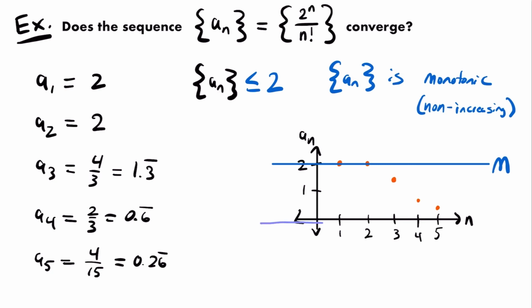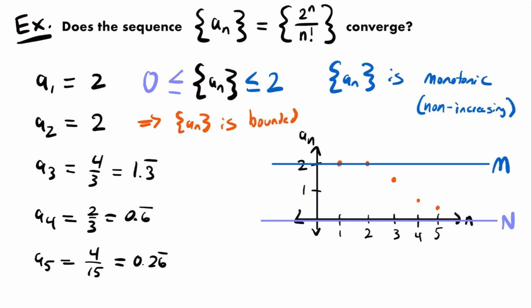And so I'll label that 0 is our lower bound, capital N, and so our sequence is bounded below by 0. And so the terms of our sequence are going to lie between 0 and 2. They will never be greater than 2, and they will never be less than 0. All right, and so we have concluded that a sub n is bounded. Since it is bounded above and below, it is bounded.